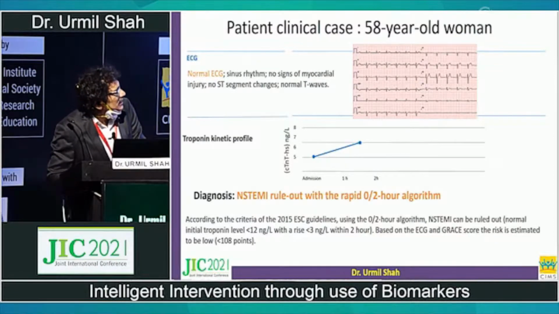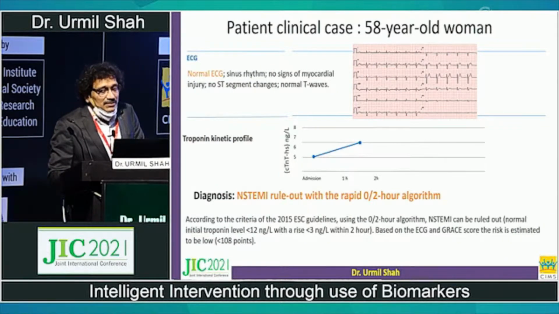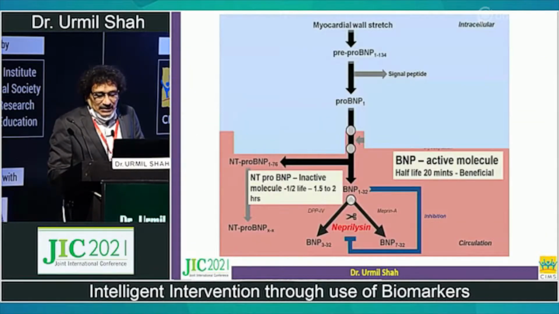This is another patient who has come with chest pain, a 55-year-old female. Initial troponin level was normal. We repeated it after 2 hours, and what we could find was there was no significant change in the level. So practically, we can discharge the patient safely, ruling out myocardial infarction.